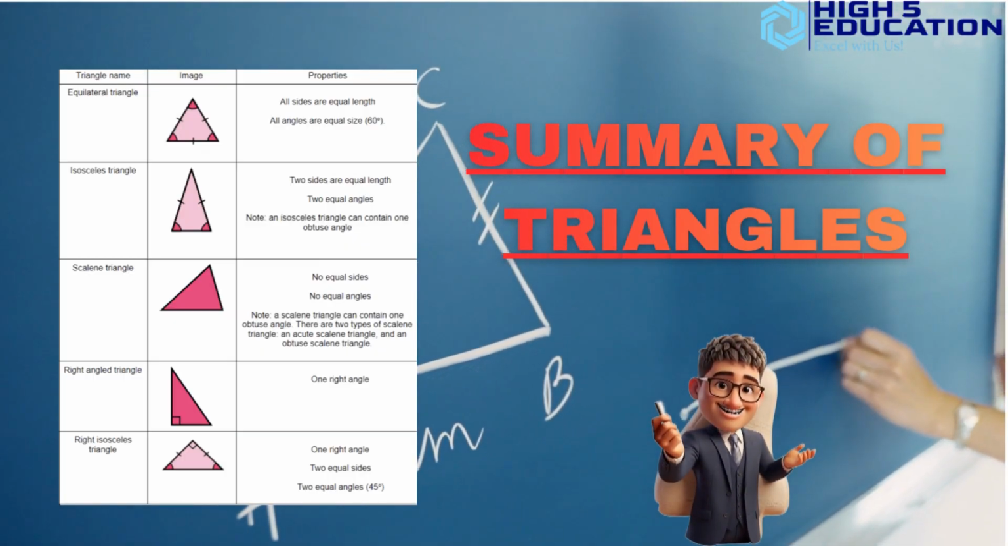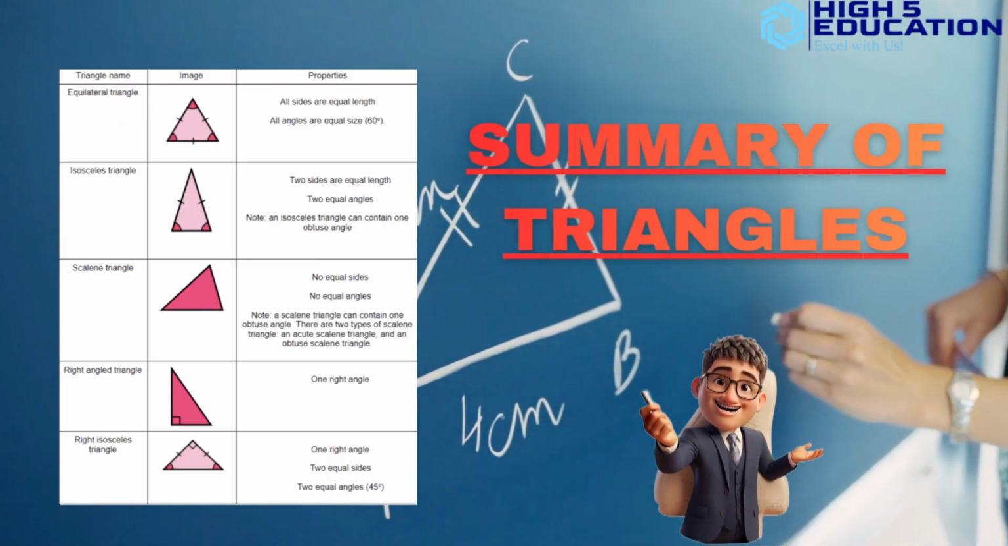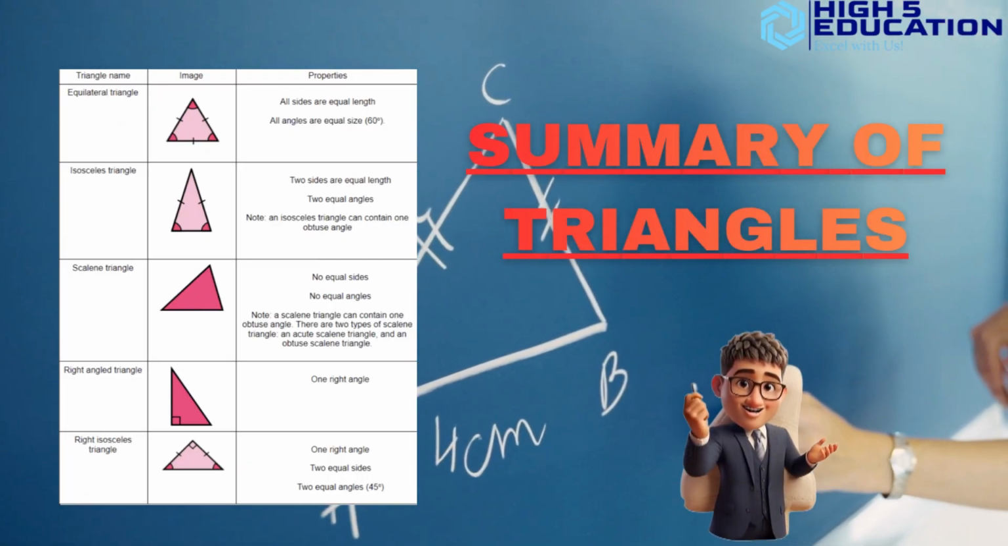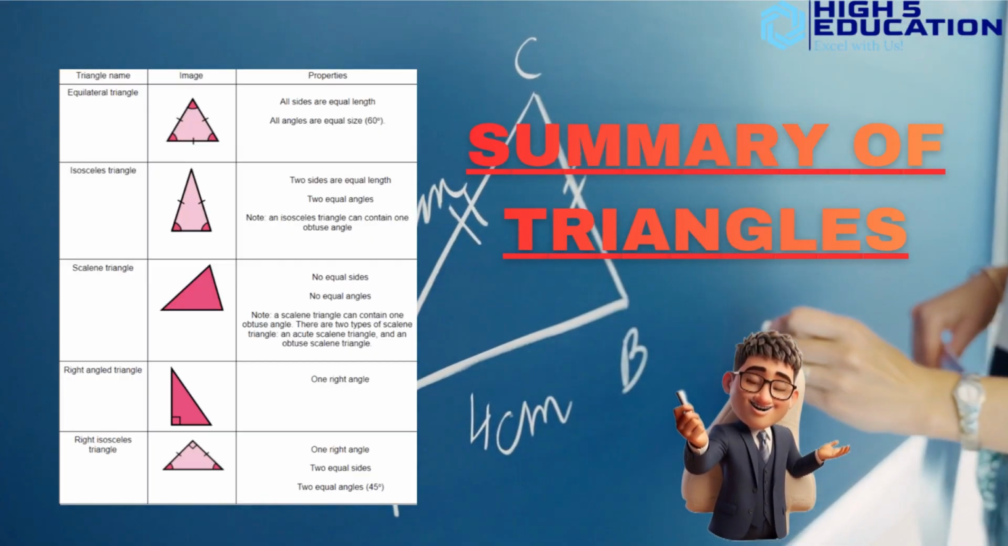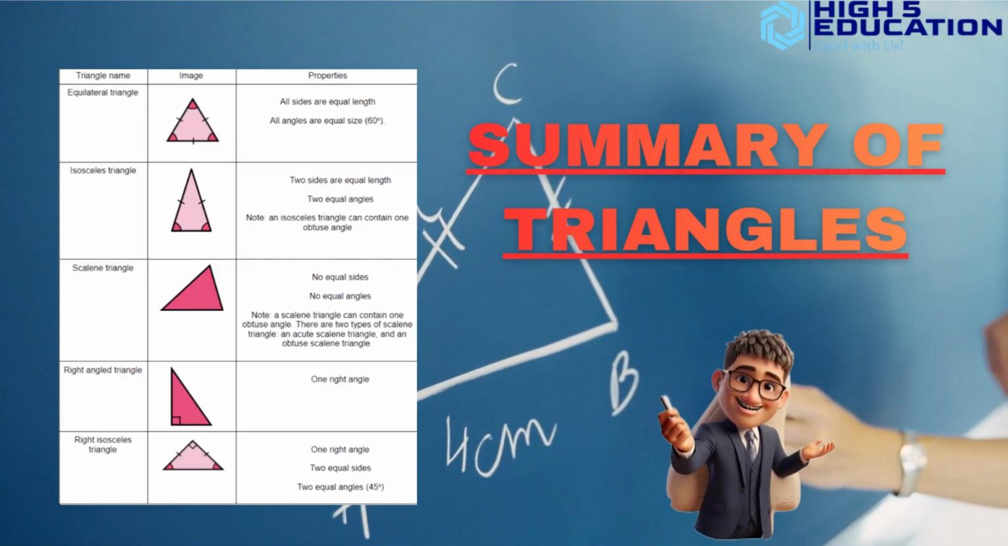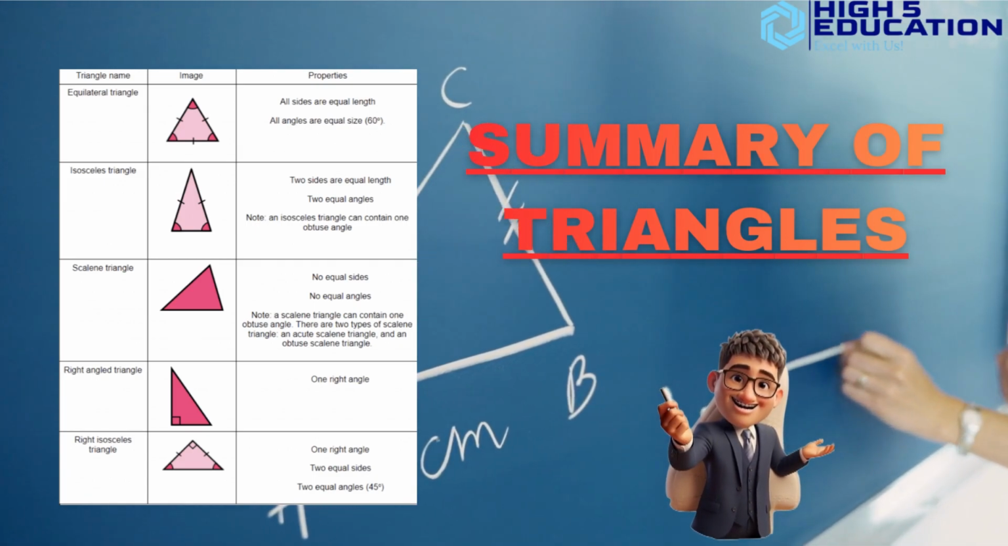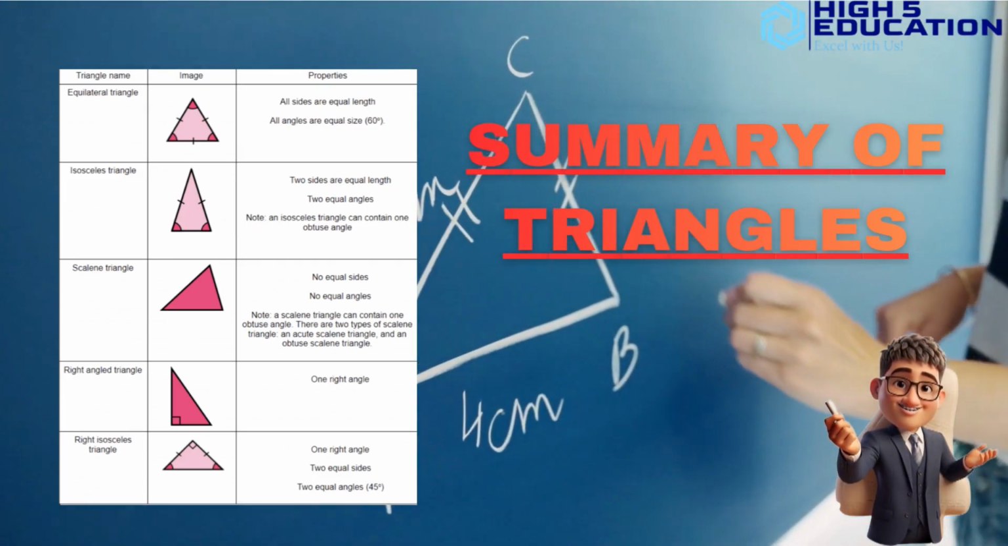Remember this simple tip. Equal sides tell us the type by sides, while the sizes of the angles tell us the type by angles. Now that we've reviewed the different types of triangles and their properties, you're ready to identify and classify triangles with confidence. Let's put your knowledge into practice in the next activity.